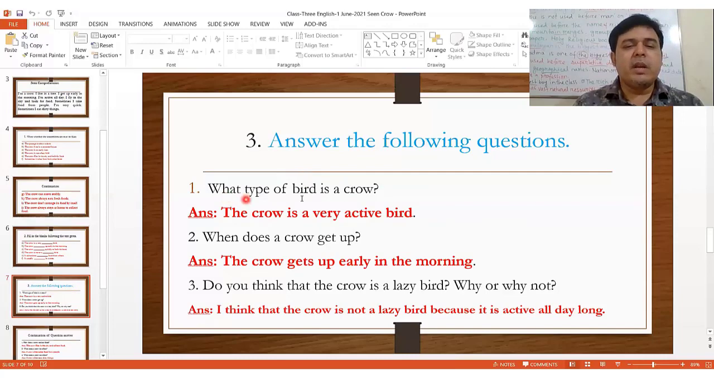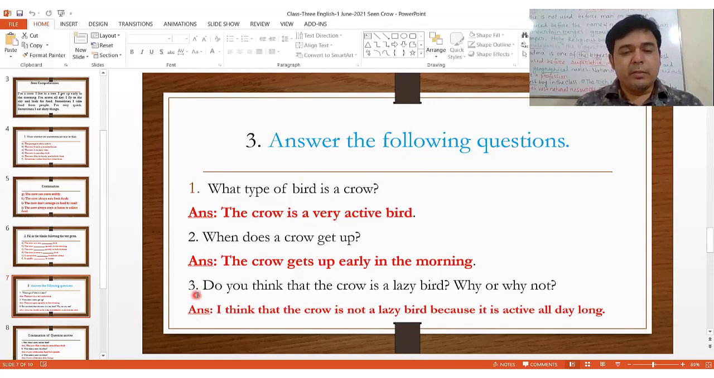So number 1, what type of bird is a crow? The answer: the crow is a very active bird. Then, when does a crow get up? So the answer is the crow gets up early in the morning.